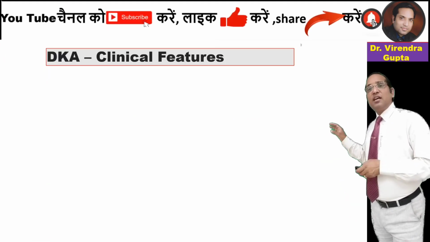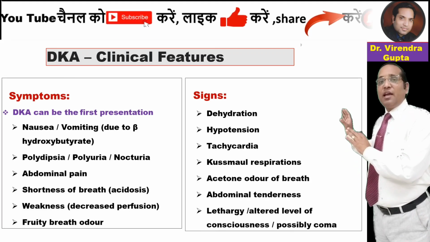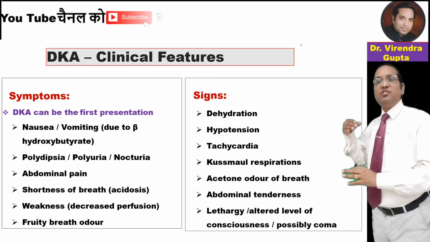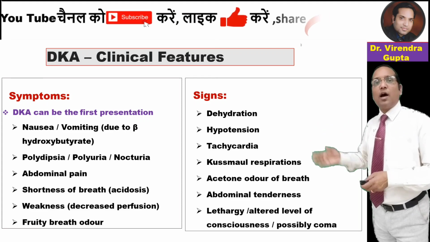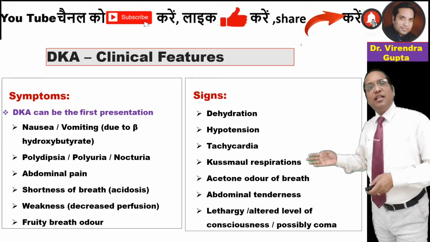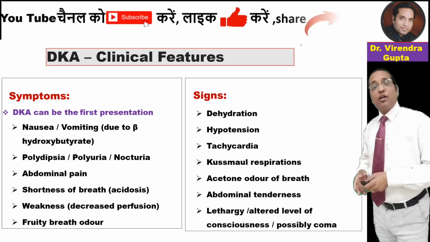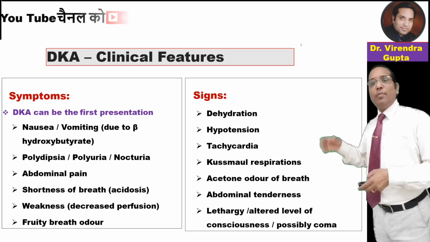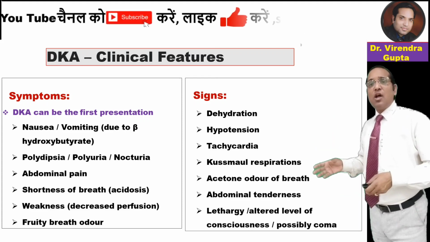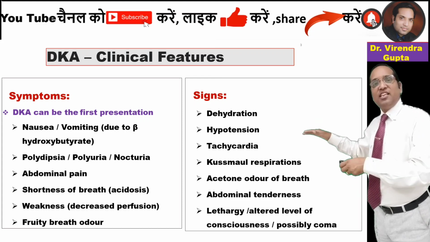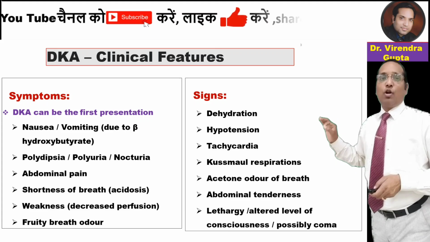So guys, about the clinical features of DKA: symptomatically, DKA may be the first presentation of diabetes mellitus, and there may be nausea or vomiting due to beta hydroxybutyrate. There may be polydipsia or polyuria along with nocturia, or some polyphagia. There may be abdominal pain, shortness of breath due to metabolic acidosis, weakness due to decreased perfusion, and fruity breath odor due to ketone bodies.